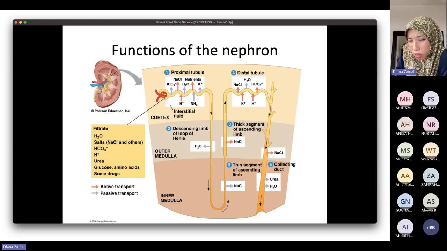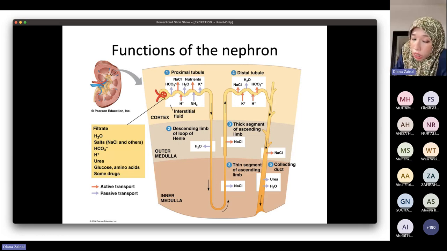When it gets saltier, maknanya you are creating a different gradient in terms of osmolarity. So maknanya makin ke dalam, makin daripada cortex ke inner medulla, bila dia makin masin, more water will be reabsorbed over here comparing to the other. I mean more water will be reabsorbed in the inner comparing to the outer medulla, because makin masin kat sini.